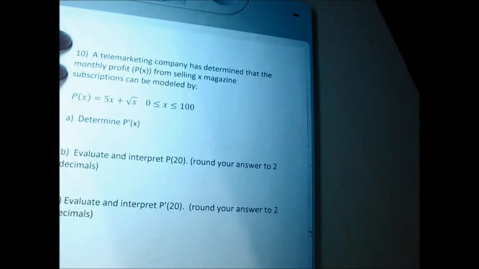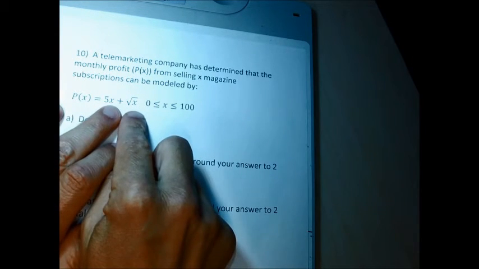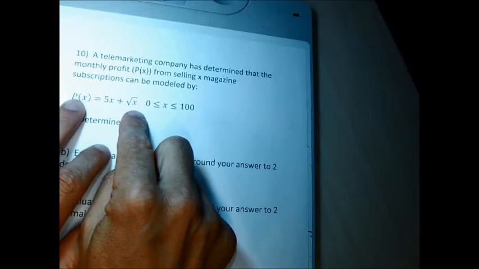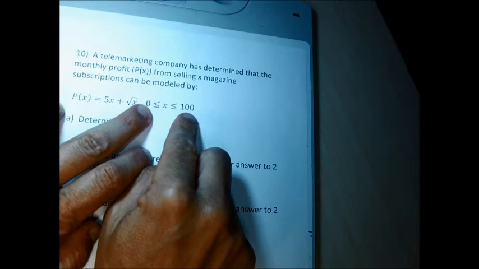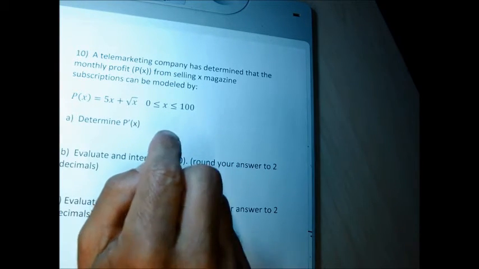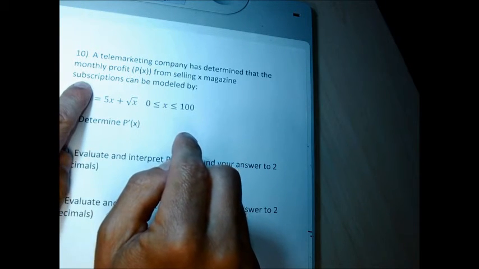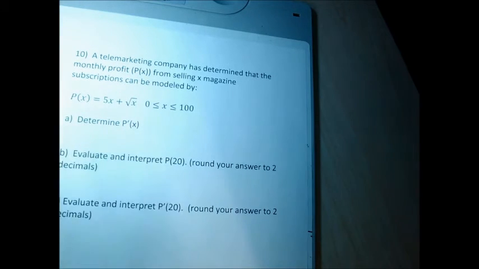So a telemarketing company has determined that the monthly profit P of X from selling X magazines can be given by this function. So this function, X stands for the number of magazines that they sell, P of X is the profit in dollars, and this only works for selling up to 100 magazines. Once we get over 100 magazine subscriptions, not magazines, magazine subscriptions, this function doesn't give you the right number. It's not as accurate. So part A, determine P prime of X.